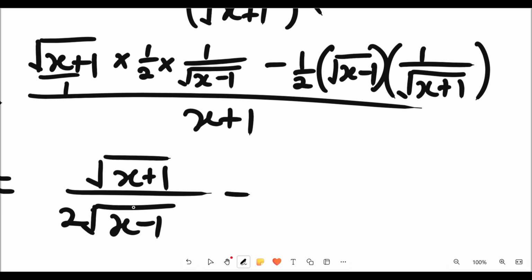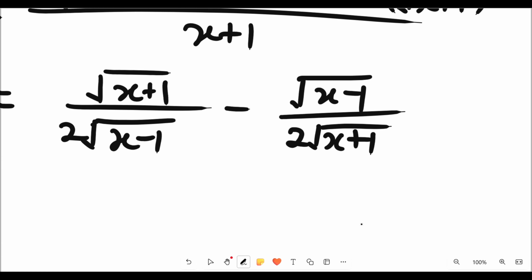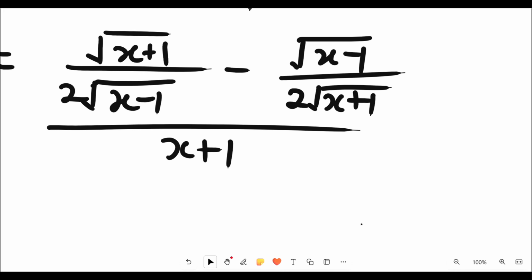Then we have the next one to be also minus. Now we are going to multiply this one also. So here we are going to get square root of x minus 1 divided by 2 multiplying the square root of x plus 1. Alright. So all will be divided by x plus 1.